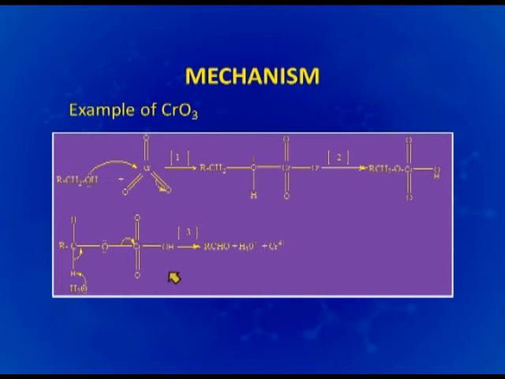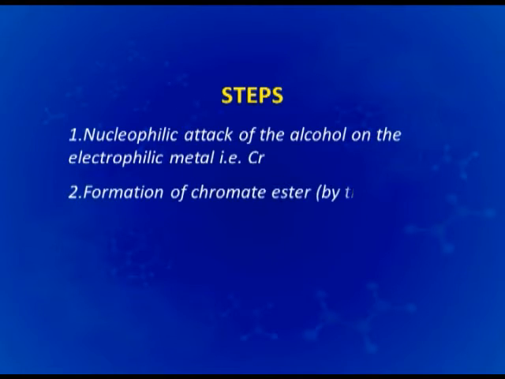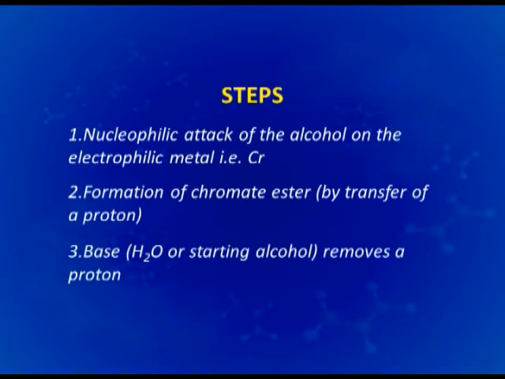So, here in the primary alcohol, the lone pair of electrons on the oxygen atom acts as a nucleophile and attacks the electrophilic chromium atom in the first step, with the formation of the protonated chromium complex, which on further loss of a proton gives rise to a chromate ester. This chromate ester finally loses a proton, with the formation of the aldehyde. So, these are the steps: the nucleophilic attack of the alcohol on the electrophilic metal, that is chromium; the second one is the formation of the chromate ester by transfer of a proton; and the third one is a base, either water or the starting alcohol, acts as a base which removes a proton.